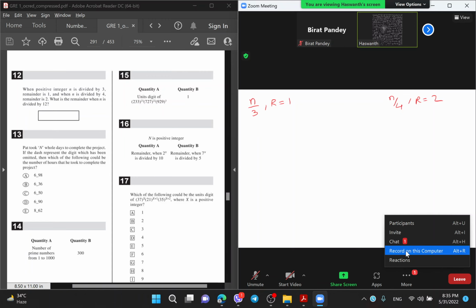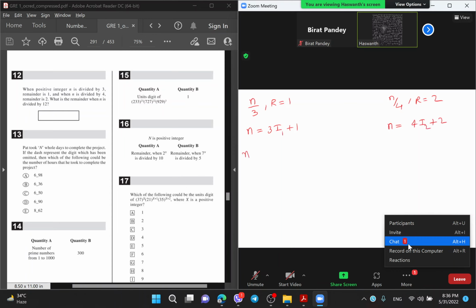So how to deal with these questions is to first go to each case individually and find out what values of n are satisfying these conditions. n when divided by 3 leaves a remainder 1. So values of n will be of the form 3 into some integer plus 1. n when divided by 4 leaves a remainder 2. So values of n satisfying this will be of the form 4 into some integer plus 2. Let's say i1, i2.